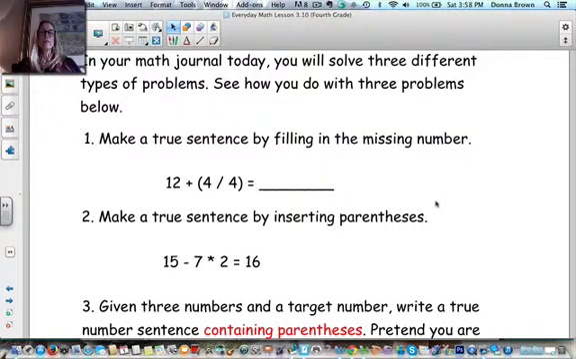And then the second one is make a true sentence by inserting parentheses so that the answer is given there, and then you're just going to insert the parentheses where they belong to make it true.